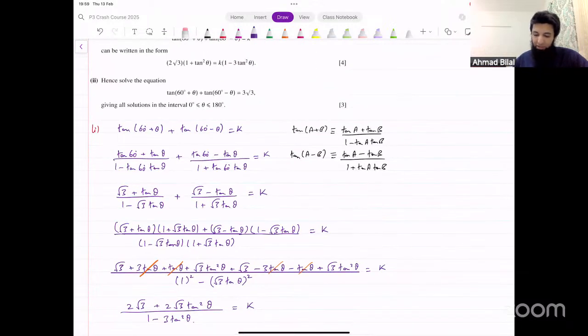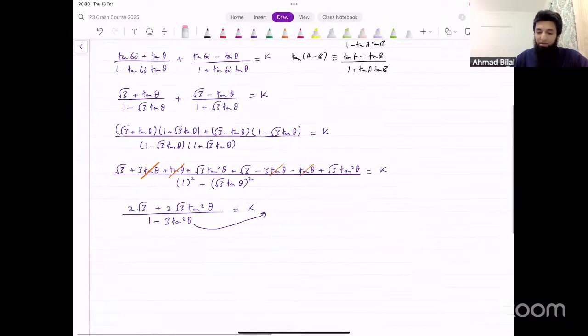So we can take this denominator to the other side now, so that we have this expression on the right side. And then in the numerator, we can take 2 under root 3 common. That will leave us with 1 plus tan square theta. So that's the last step now.